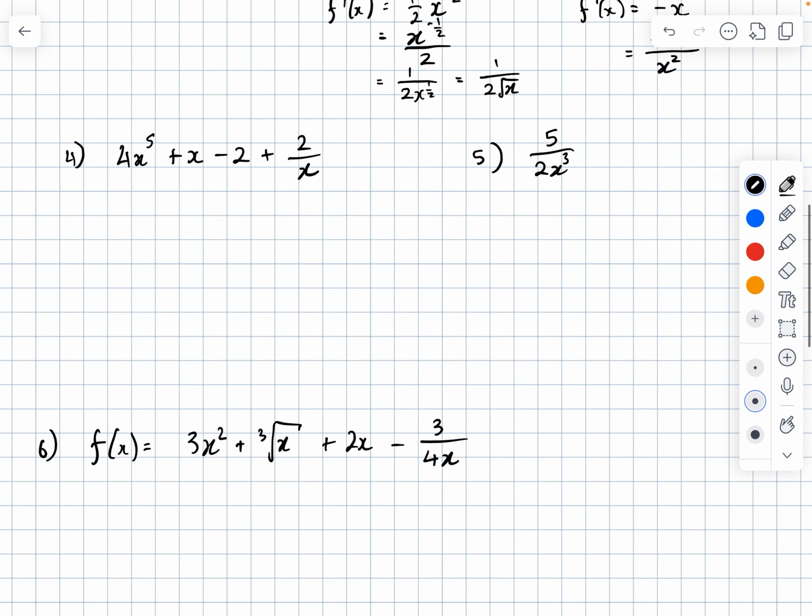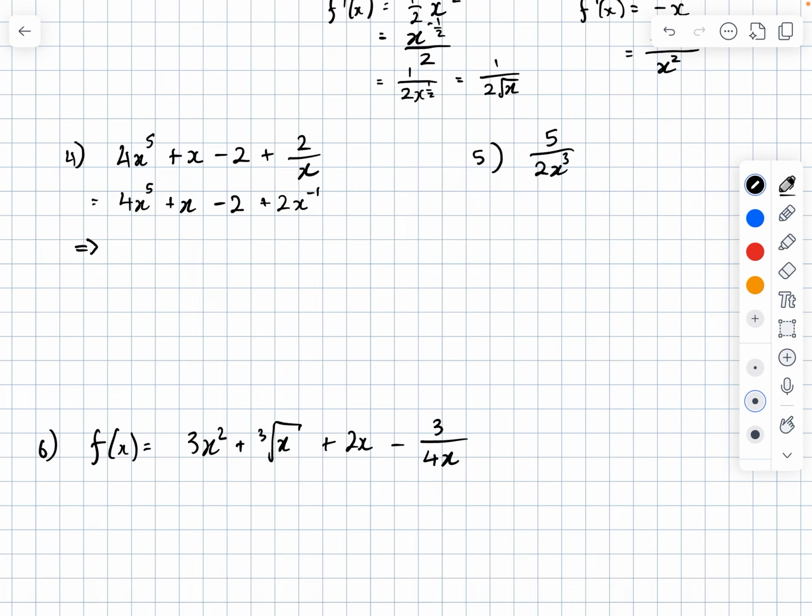Now, we can also apply these rules to a stacked polynomial, so one which has lots of plus or minus in between. We're just going to differentiate all of these terms individually. But before we do that, we need everything to be in the form that can be differentiated. In this fourth question, the 4x^5 is fine, the x is fine, the -2 is fine, but this 2/x needs to be changed to plus 2x^-1.